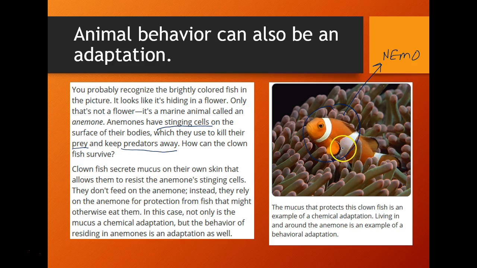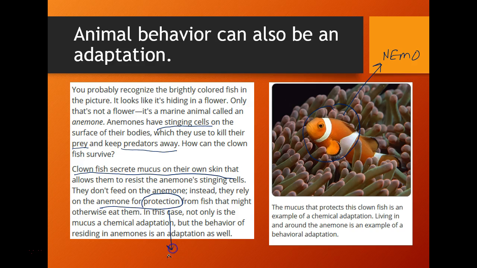However, why do we always see the clownfish in anemones? The reason is because this is the clownfish's adaptation. They secrete mucus on their skin, and that allows them to resist the anemone's stinging cells. So obviously the anemone is still stinging the clownfish, but the clownfish cannot feel it because of that special mucus that they have in order to protect themselves. And so they don't feed on the anemone, so they're not eating or harming the anemone in any way, but they do rely on the anemone for protection, right?